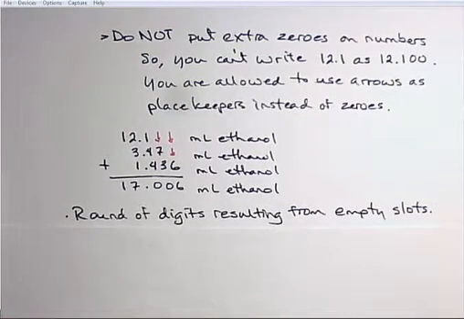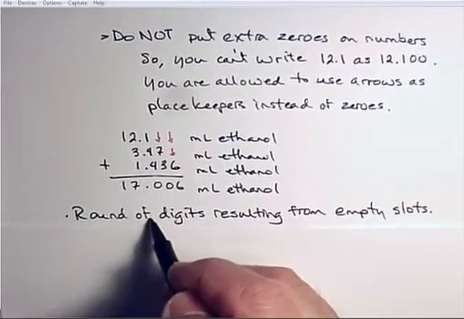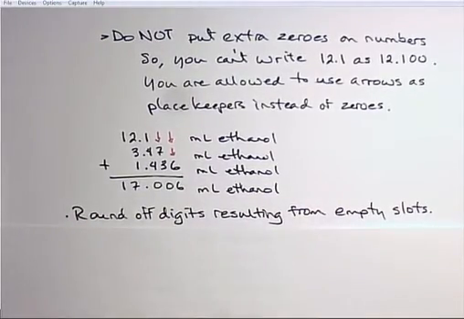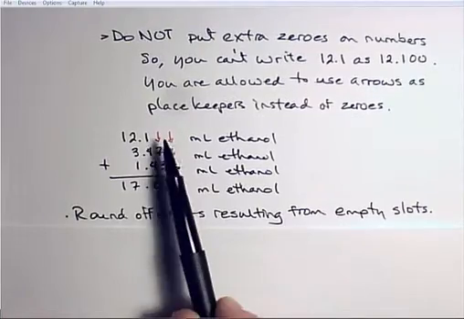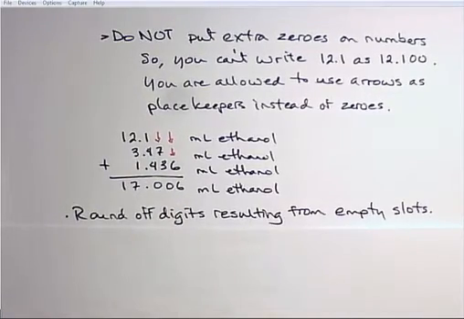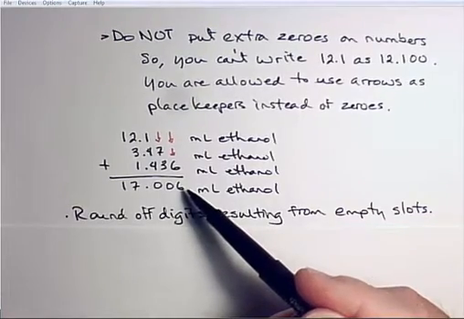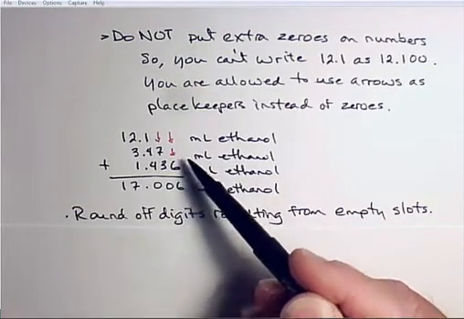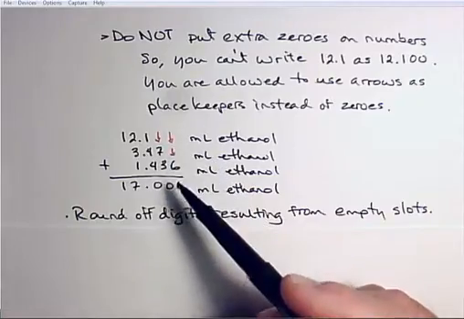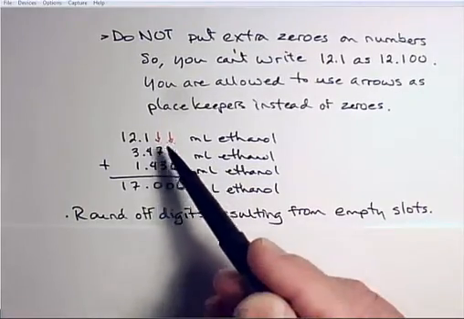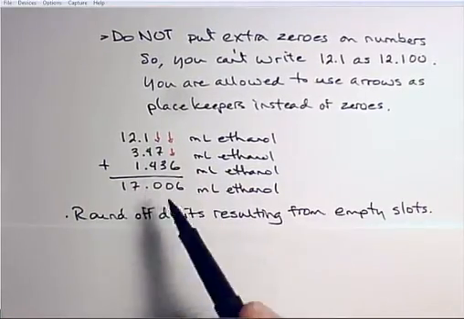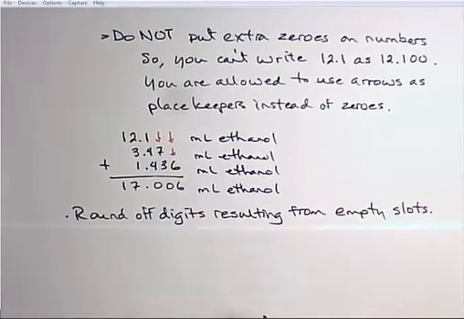All right. Now, then we're going to round off the digits resulting from those empty slots. So where I put arrows there, those are empty slots. And so above this last 6 in the answer here, I have 2 empty slots in that column. Above this 0 here, I have 1 empty slot. So those 2 digits right there have to be rounded off because there are empty slots there.